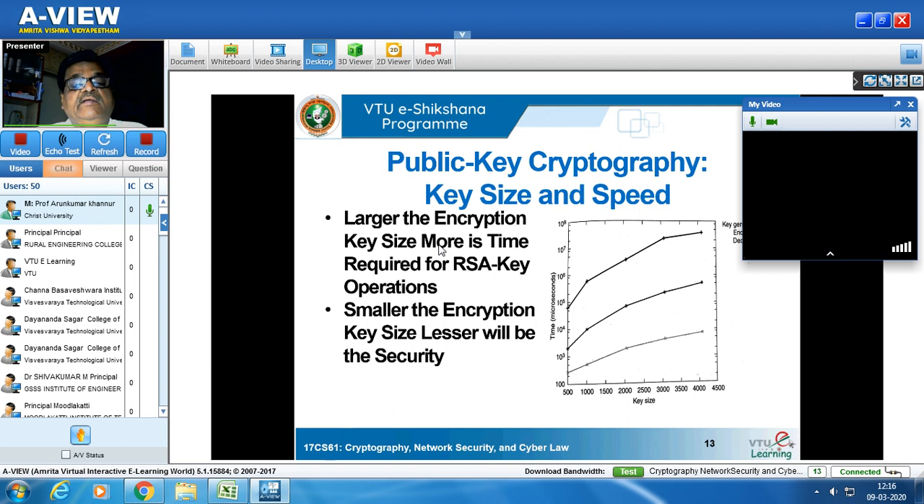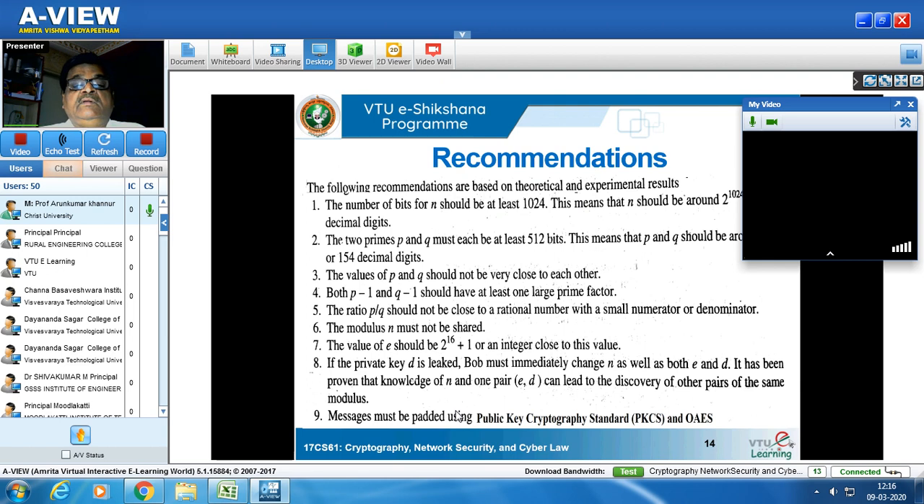So how can you do it? Is there any possibility of coming across or defining standards so that we can provide higher security, and at the same time speed is also under control? That was the big question. Because of a lot of theoretical and experimental results, some recommendations have been made.